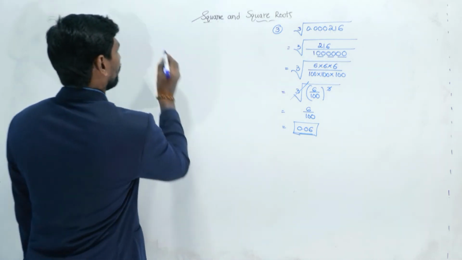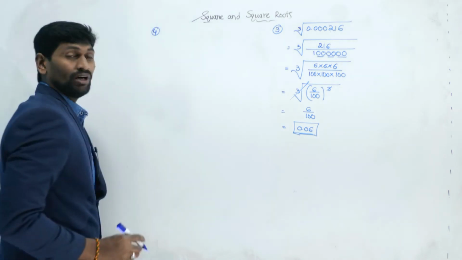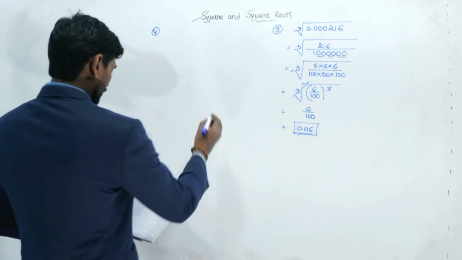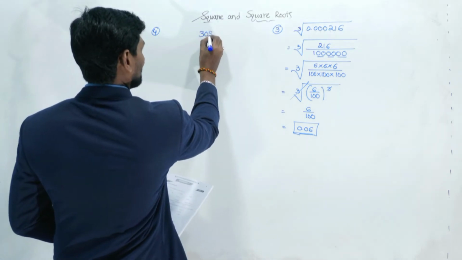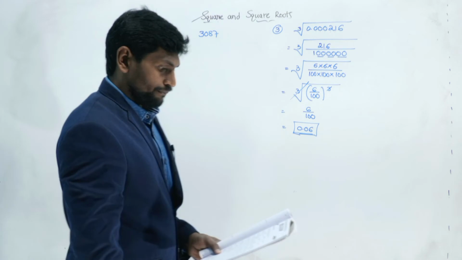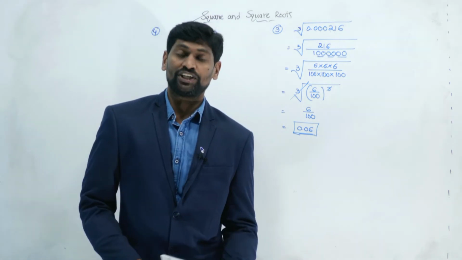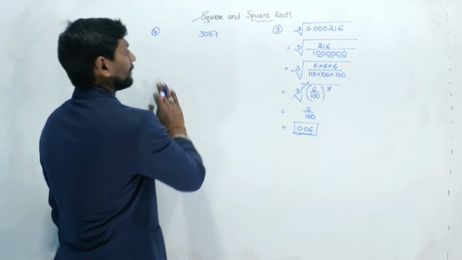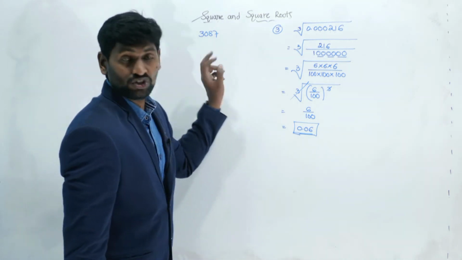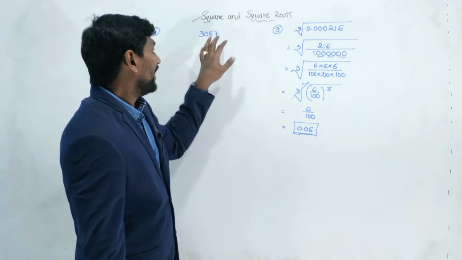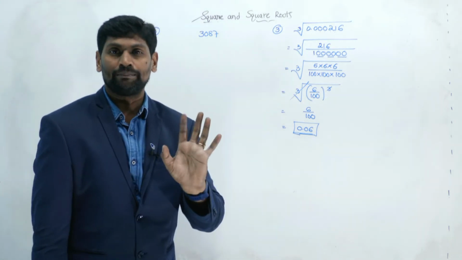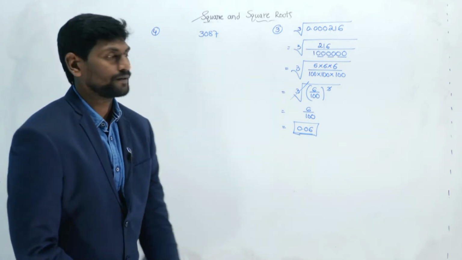Next, question number 4. What is question number 4? The least number by which 3087 may be multiplied to get a perfect cube. What is the least number to change this number into a perfect cube? That means this is not a perfect cube. To make this number a perfect cube, we need to multiply by a number. What is the smallest number?